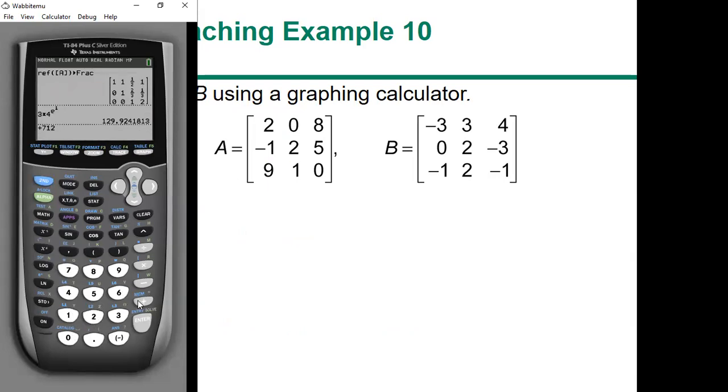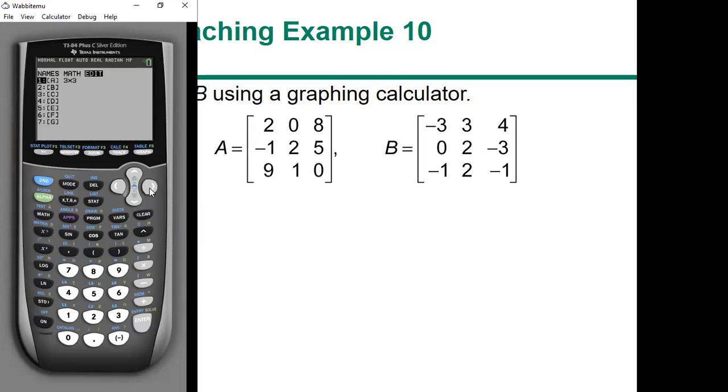So I'm going to reset, second plus 7, 1, 2. I'm going to input my matrix. So I'm going to go to second, x to the negative 1. I'm going to go to edit. And I'm going to put in matrix A. Matrix A is a 3 by 3. I'm going to input its values: 2, 0, 8, negative 1, 2, 5, 9, 1, and 0.